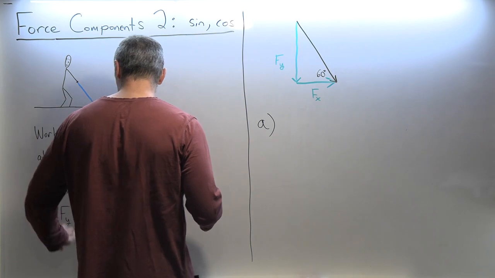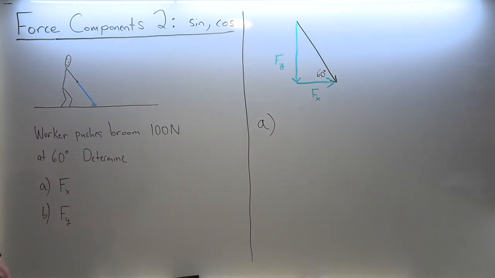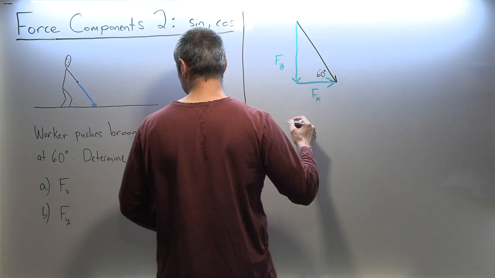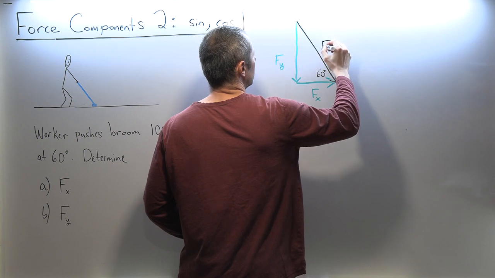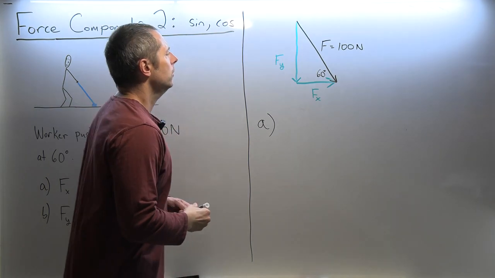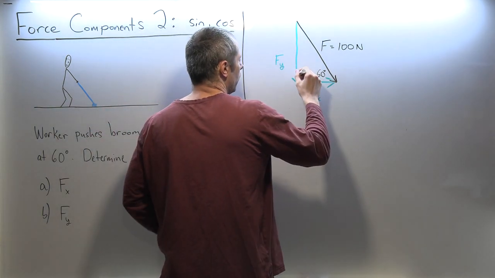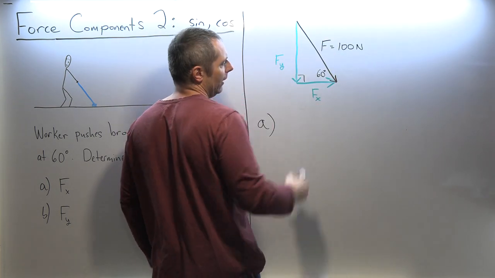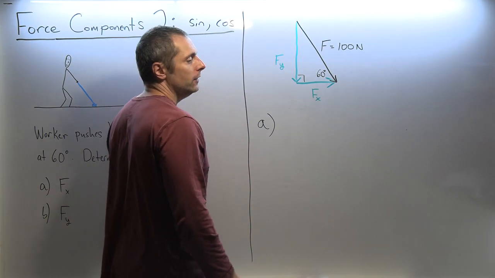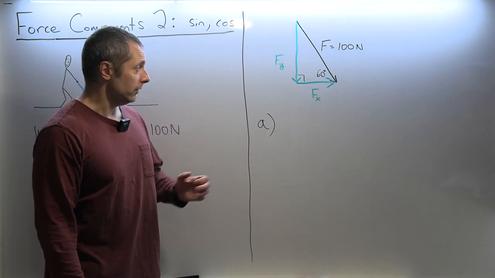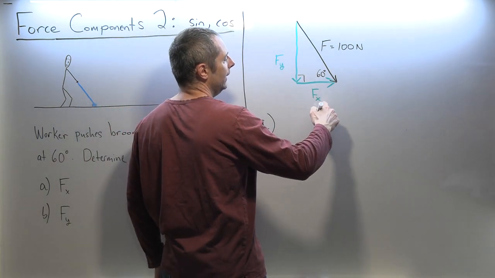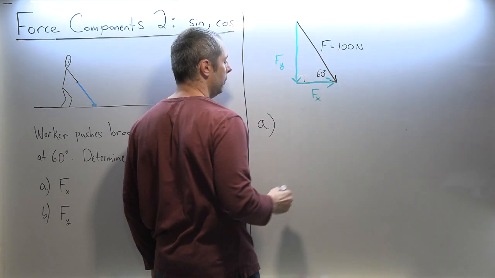So the first thing we're to find is the x component. That's part A here. And notice that that is the angle. Oh, I forgot the 100 newtons right here. So this being the angle, this being a right angle here, this is therefore the hypotenuse. So we know the hypotenuse and we know this angle, and we're looking for this side. The trig function that relates those pieces is the cosine function, because this is the side adjacent to the angle, and this is the hypotenuse.